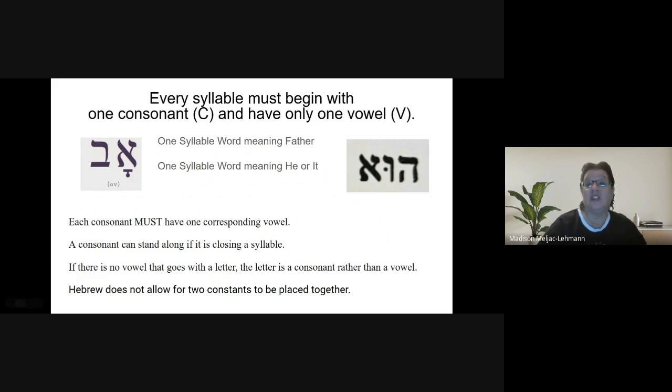That's one of the rare times where it takes more letters in Hebrew to say something than it does in English. Normally, Hebrew always beats English in its efficiency. But with who, you need these to have the paradigm, okay? Hebrew does not allow, again, for two consonants to be placed together.